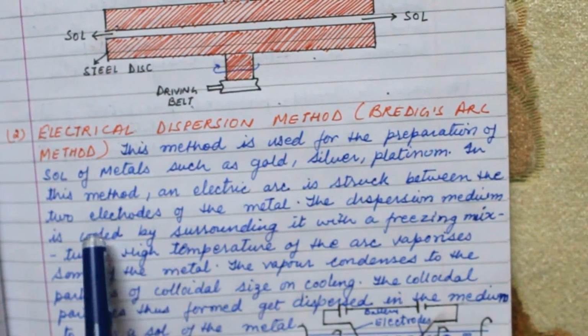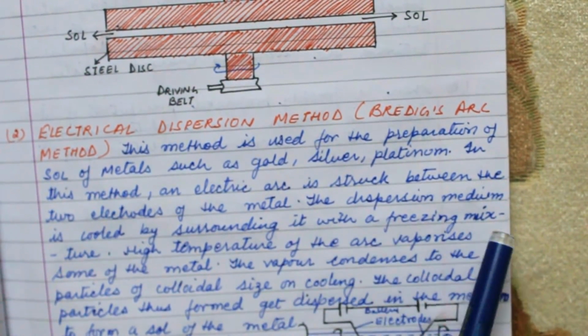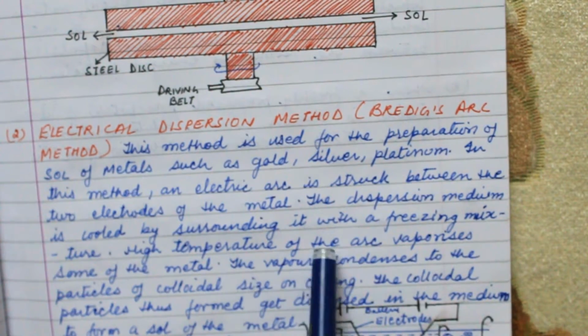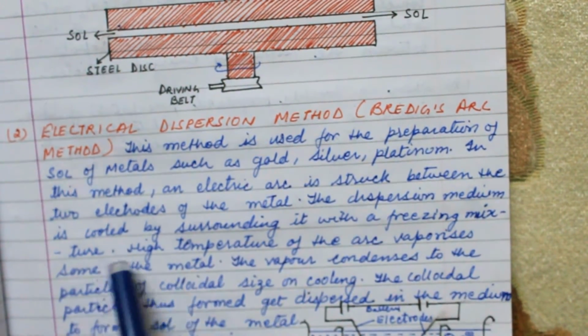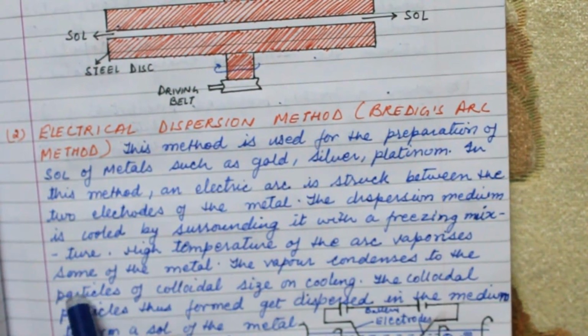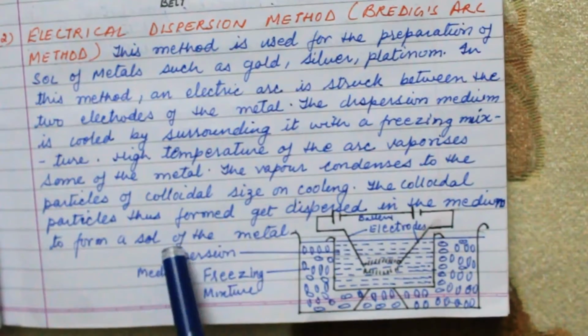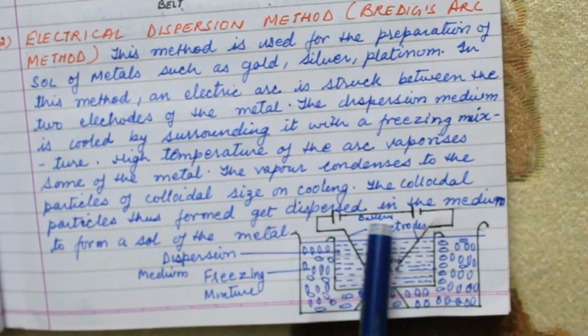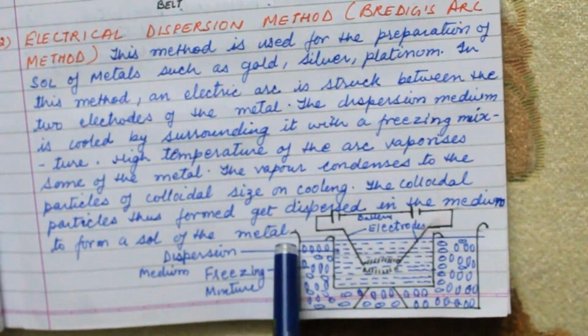The electrodes of the metal are placed in the solution. The dispersion medium is cooled by surrounding it with a freezing mixture. The high temperature of the arc vaporizes some of the metal. The vapor condenses to particles of colloidal size on cooling. The colloidal particles thus formed get dispersed in the medium to form the sol of the metal.